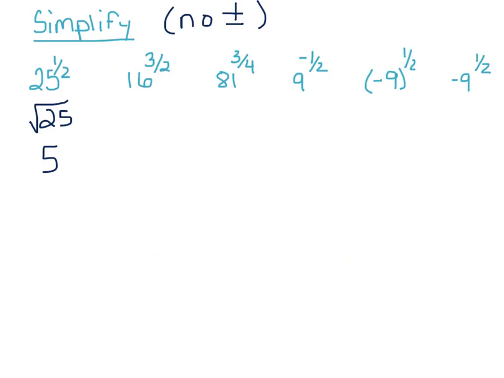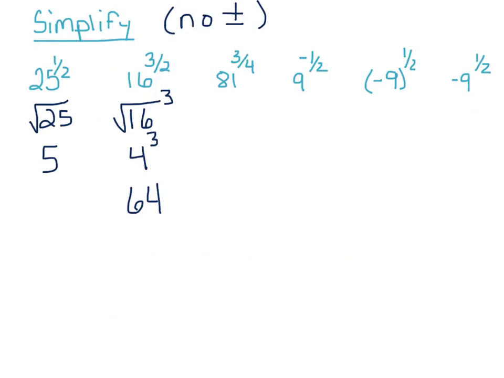Alright, so 16 to the 3/2 power. That's the same thing as taking the square root of 16 cubed. You have a choice of cubing before or after you take the square root, so just use some common sense. If I cube 16, I'm going to get a really, really big number. And then I can take the square root of that really big number, but chances are I don't have it memorized. However, I do have the square root of 16 memorized. That's 4. And I do have 4 cubed memorized, and that is 64.